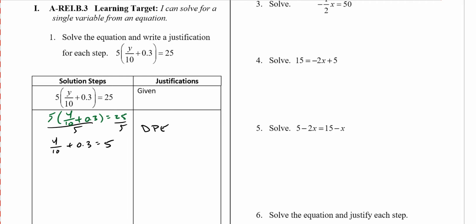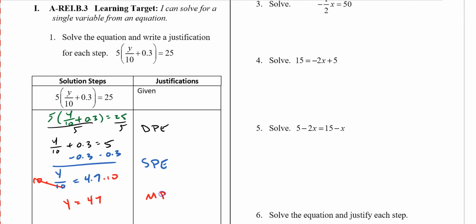Then our next step is to get the y by itself, so we're going to subtract 0.3 from each side. So y over 10 is now equal to 4.7, and that was the subtraction property of equality. We need to make sure we show our justification on each step. And my last step is to multiply both sides by 10, to get the 10s to cancel. y is equal to 47, and that's the multiplication property of equality.